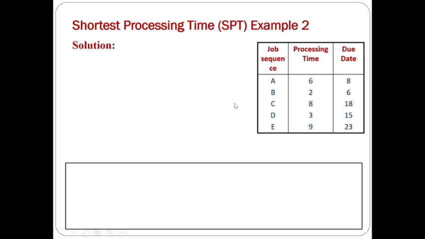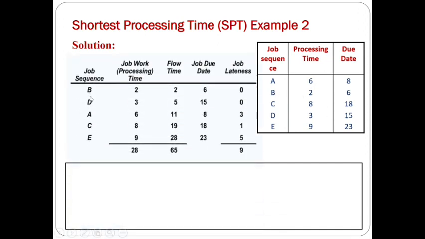So B should be scheduled first, right? And next is D, next is A, and then C, E. So we just rearranged our jobs according to the shortest processing time. After rearranging it, we have to calculate the flow time. So it is 2, 2 plus 3, 5, 5 plus 6, 11, 11 plus 8, 19, 19 plus 9, 28. So total processing time is 28, total flow time is 65.